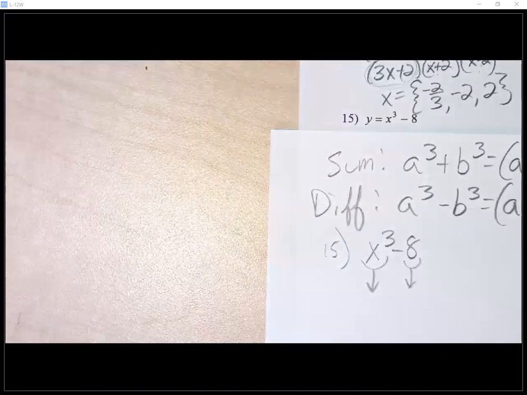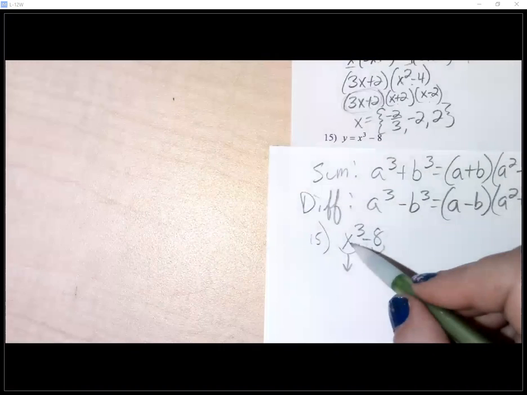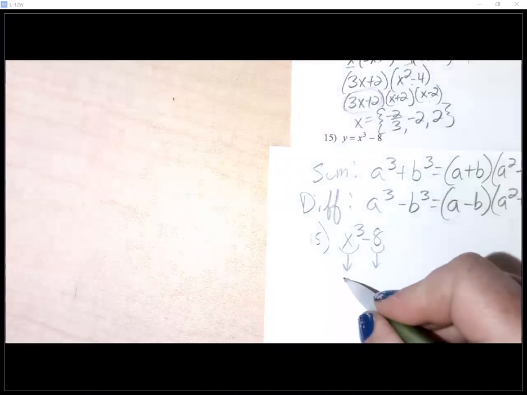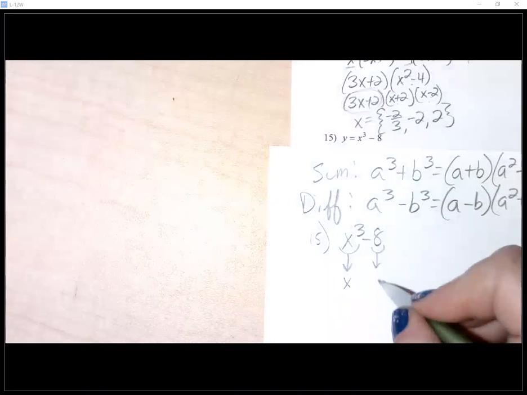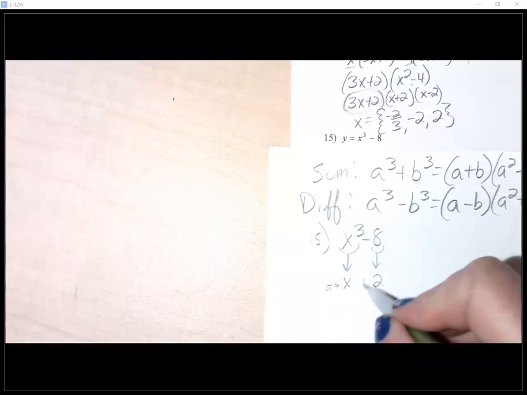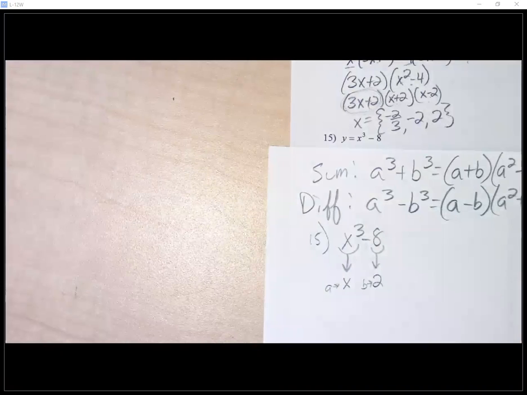So first thing I have to do is figure out what the cube root of each of these things is. What's the cube root of x cubed? X. What's the cube root of 8? 2. That's what I'm plugging in for A and B. And then I just use the formula. And then I just pop everything in and it's gonna be great.